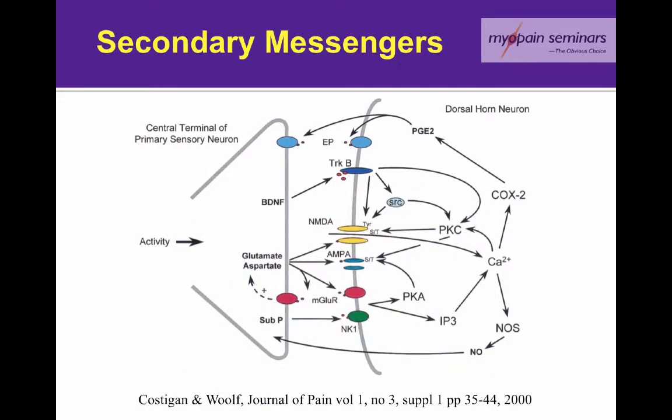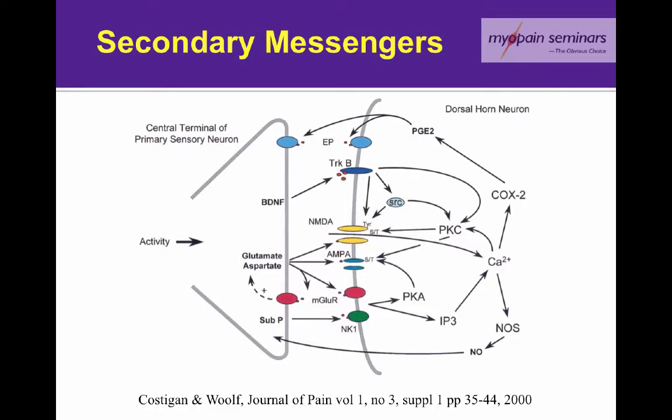Here's another diagram that shows the complex events that occur at the synapse. The afferent incoming axonal nerve endings on the left of the cartoon show the release of neurotransmitter substances, such as brain-derived neurotrophic factor, the excitatory amino acids glutamate and aspartate, and substance P.